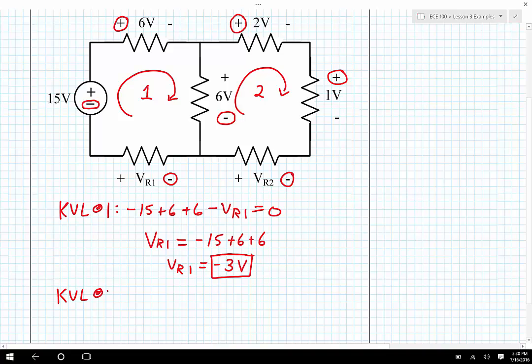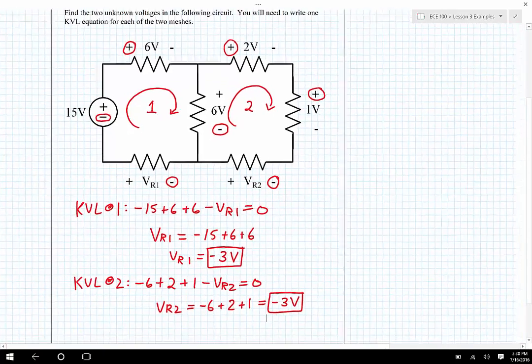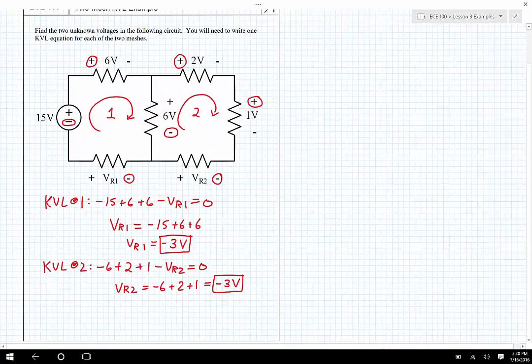KVL at mesh 2. I'm going to have minus 6 volts plus 2 volts plus 1 volt minus VR2 is equal to 0. And then I can write VR2 is equal to negative 6 plus 2 plus 1, which is negative 3 volts. Again, just a coincidence that those two numbers happen to work out to be exactly the same. Because it's negative, it does indicate that VR2 was drawn with the wrong polarity in the original problem statement.